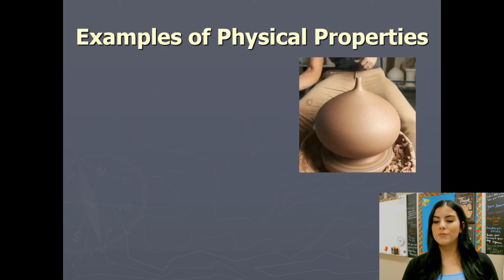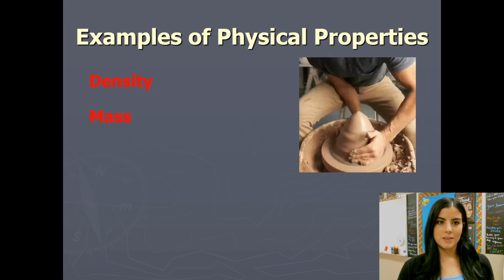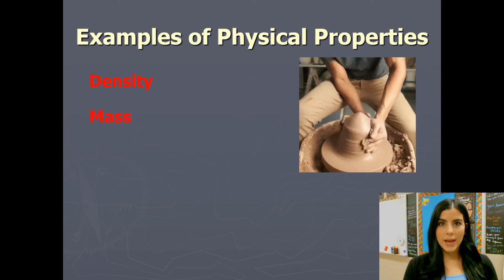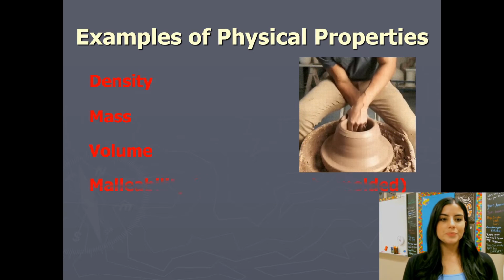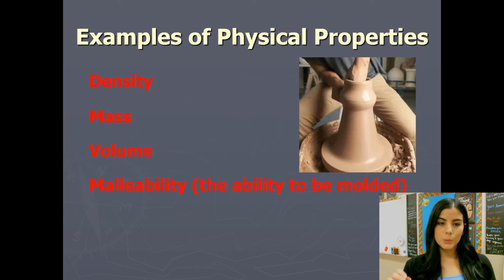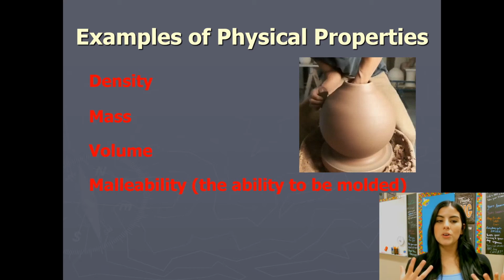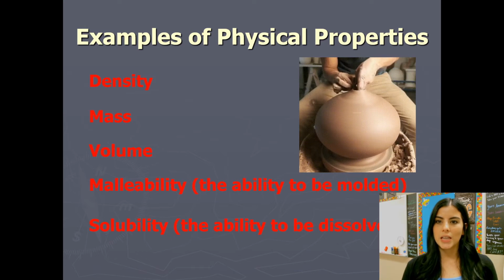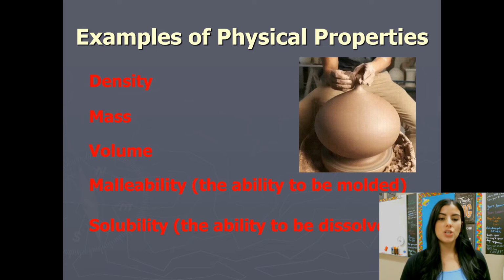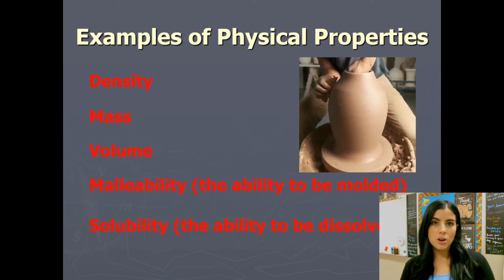Okay, some examples of physical properties again. Density, how dense is something? Mass, how much does something weigh? Volume, how much space does something take up? Malleability, which means how easy it is to mold something. So for example, foil is malleable because it's really easy to form to whatever you want it to. And just like the clay in this GIF, however you want to say it. And solubility. Solubility means how well something dissolves in water.